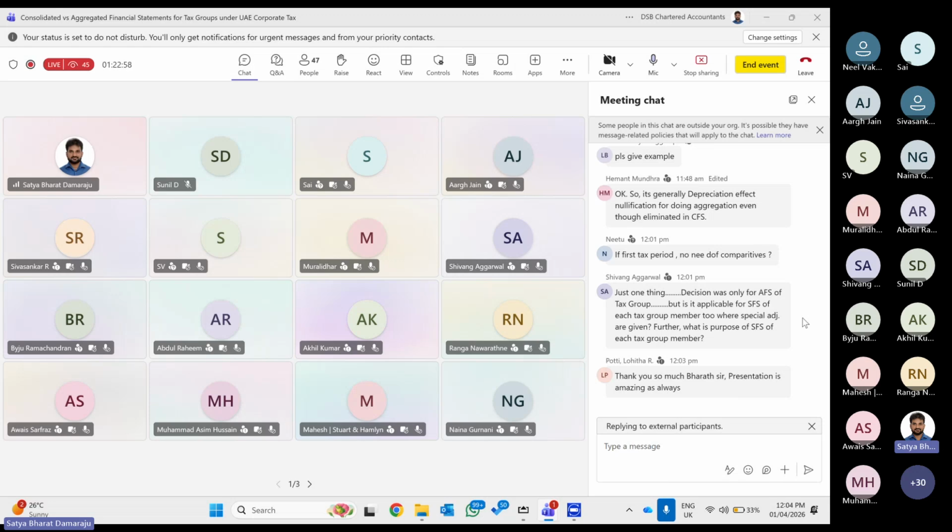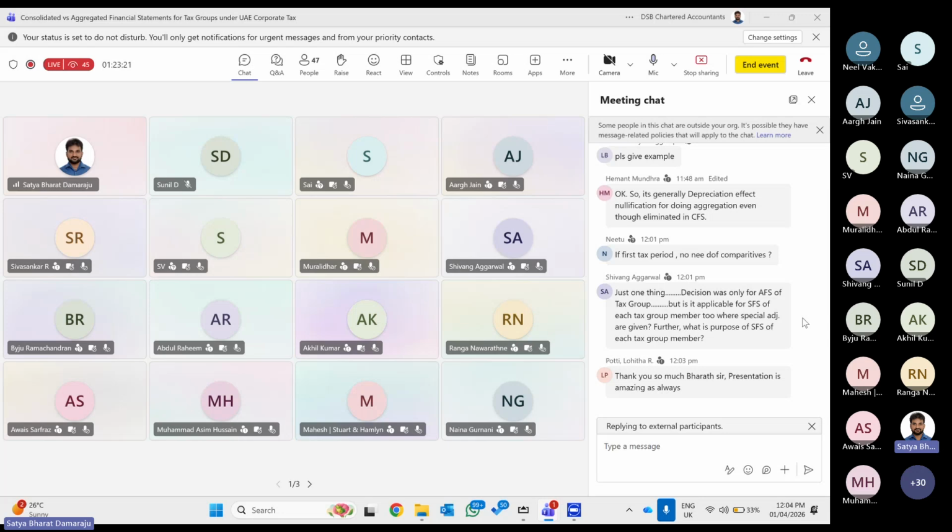Just one thing, the decision was only for AFS for tax group, but is it applicable for SFS of each tax group member, where special adjustments are given? Further, what is the purpose of SFS? SFS is the beginning step for the AFS. So they want to clean most of the things in SFS itself. Don't follow the IFRS 3 or IFRS 10 adjustments. Clean here itself before you come up with the AFS.